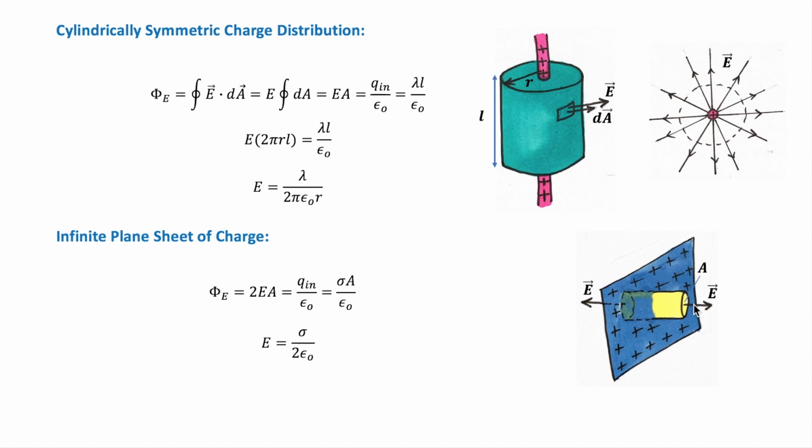So the total flux through each end is EA. So the total flux, including the two ends, is 2EA, and this is equal to Q in over epsilon naught, sigma A over epsilon naught, and this gives E equal to sigma over 2 epsilon naught, which shows that it is independent of the distance from the plane. Okay. So E is equal to sigma over 2 epsilon naught at any distance from the plane and is uniform everywhere. Okay.